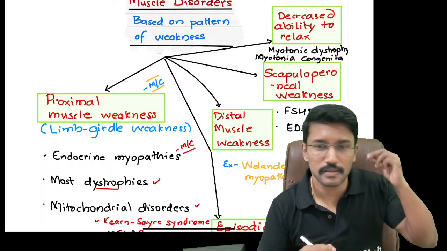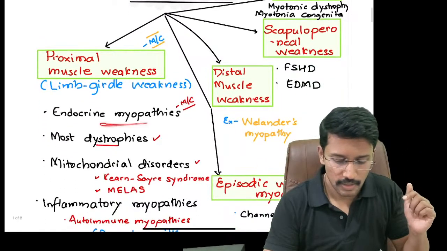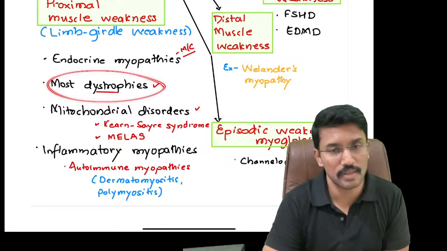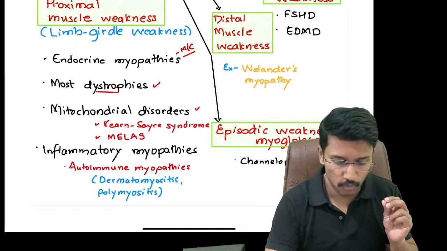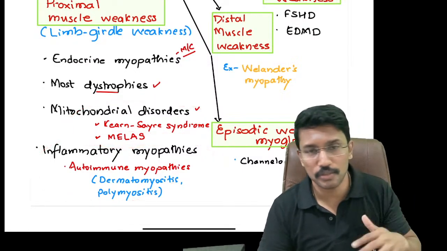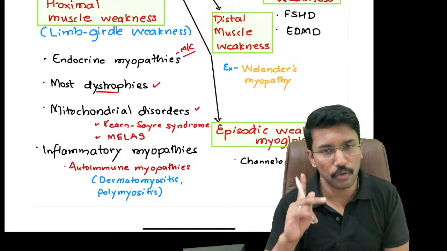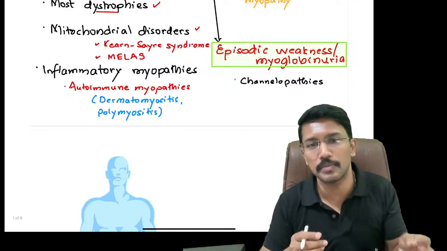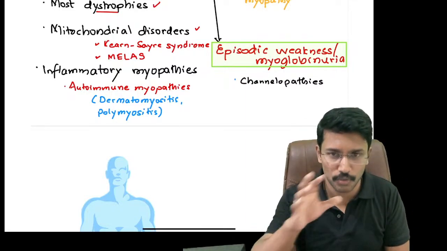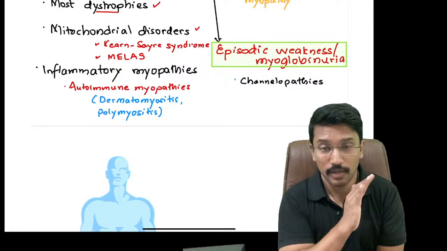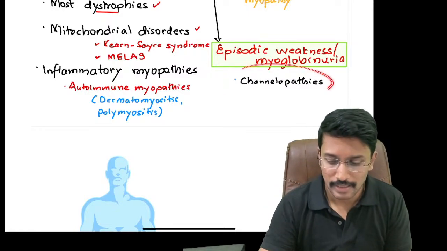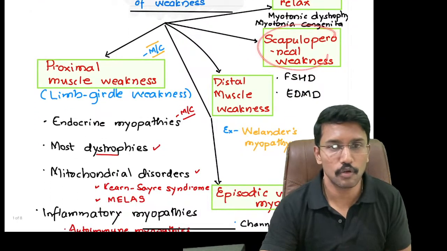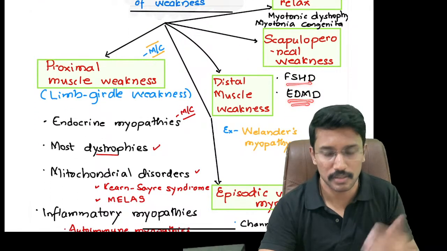If it is proximal muscle weakness, the first thing that should come to your mind is endocrine disorders. Other than that, especially if there is family history, you can think of dystrophies, then mitochondrial disorders and inflammatory myopathies or autoimmune disorders. Distal muscle weakness, for now you have to remember only one, that is Welander's myopathy. If the patient says that muscles become weak intermittently, and on examination you're not getting persistent weakness, you should think of channelopathies most importantly. If the distribution is scapuloperoneal type, think of facioscapulohumeral dystrophy or Emery-Dreifuss dystrophy.